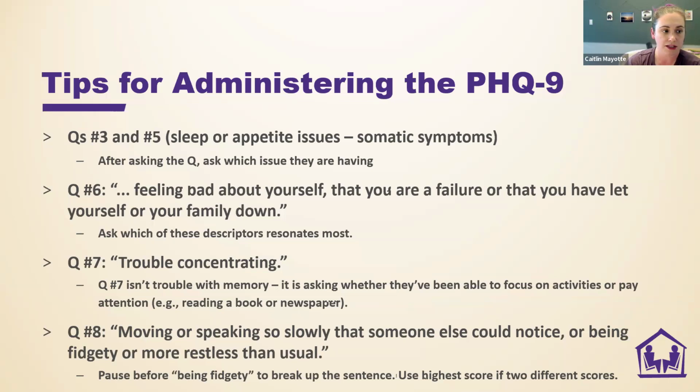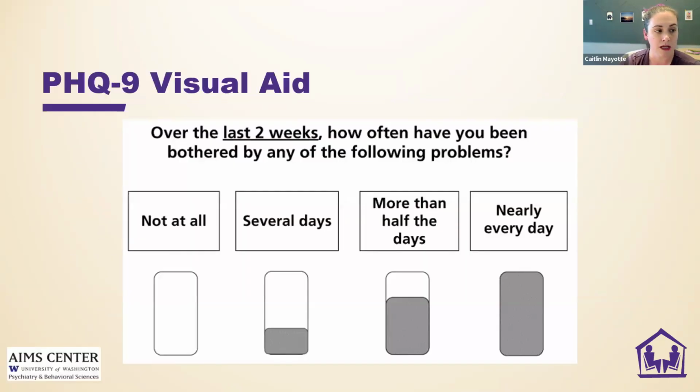Question 8, moving or speaking so slowly that someone else could notice, or being more restless, fidgety than usual. So emphasizing that it's like, would other people notice? They may be moving slowly because they have joint pain or other chronic pain. Has it changed in the last 2 weeks? There's also a visual aid. This is from our friends over at the Ames Center here at University of Washington. Just a visual representation of what some of those buckets may mean. You know, not at all, several days, more than half the days, and nearly every day.